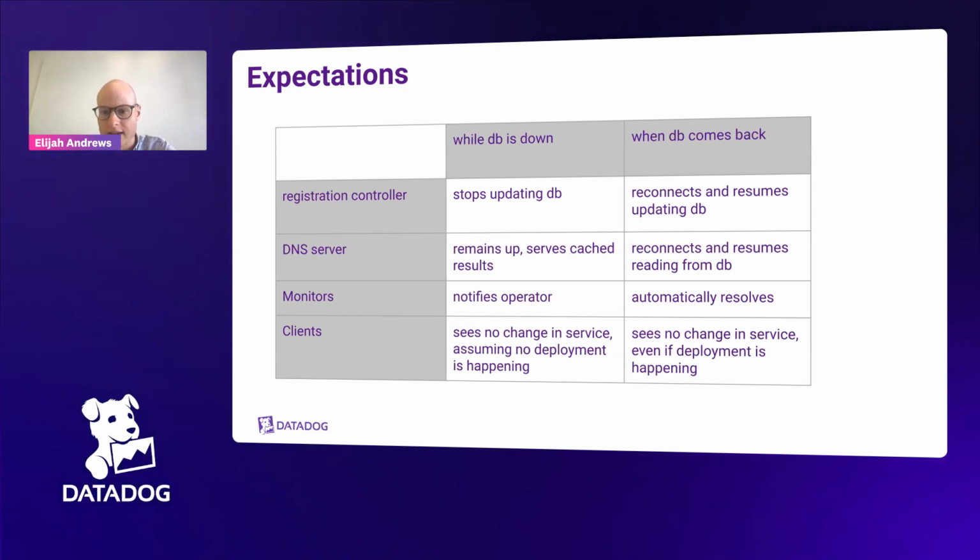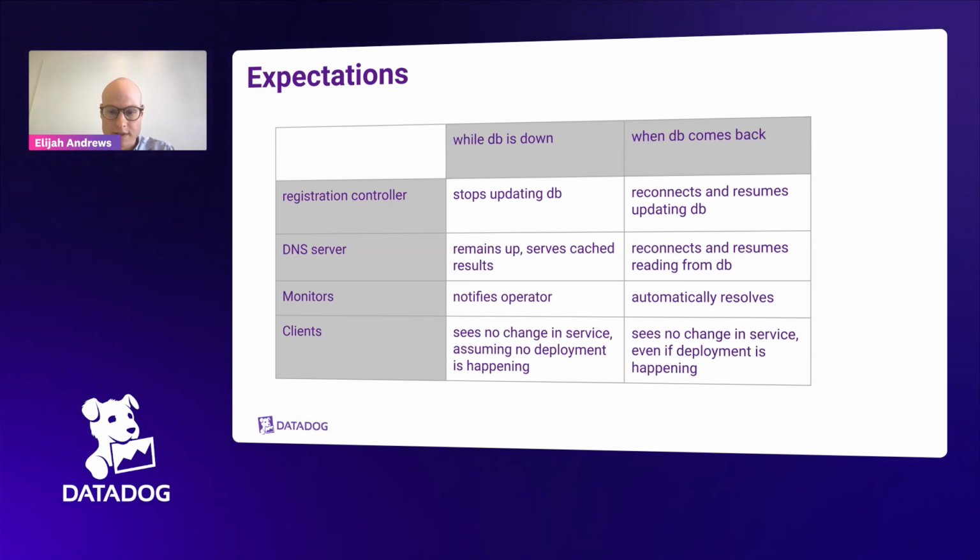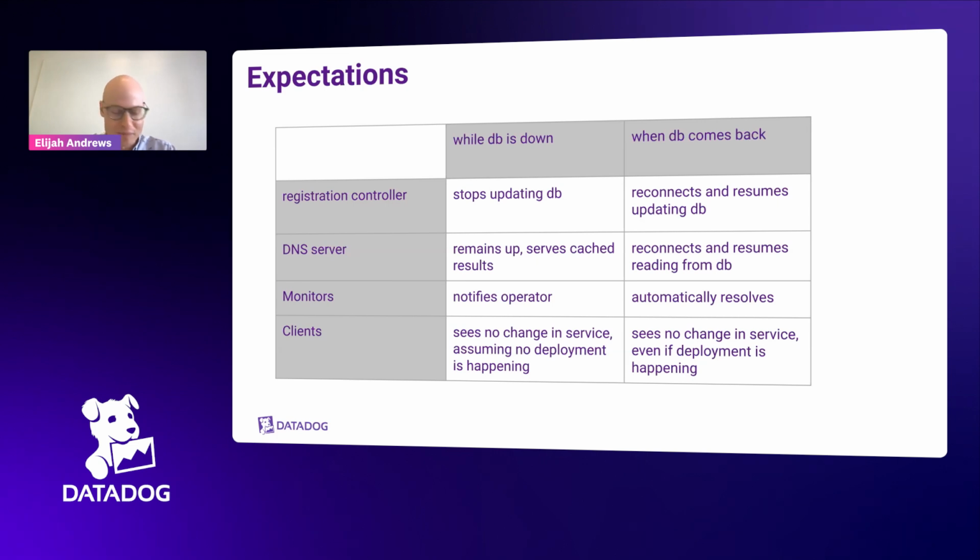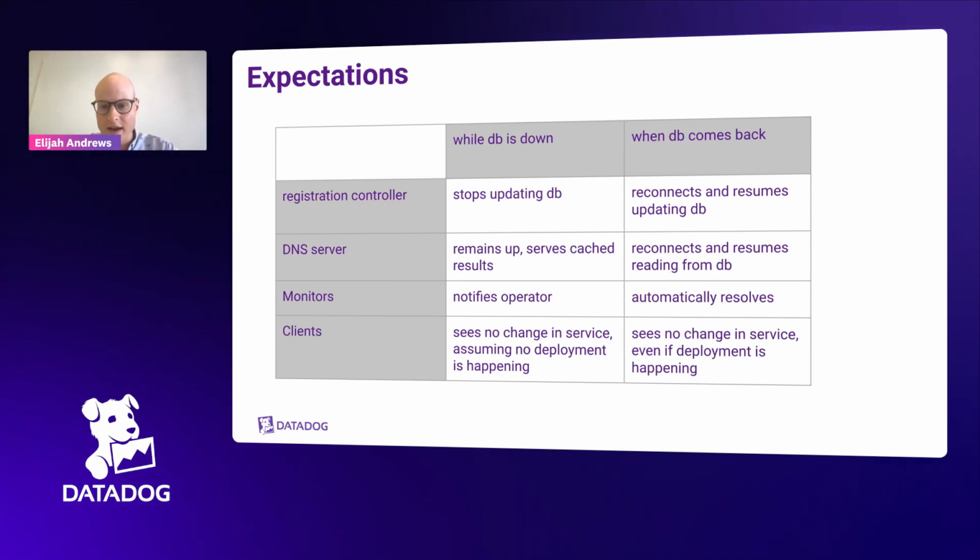So the basic idea is: the database is down, no updates happen in the database, but the DNS server needs to stay up and serve cached results. And we should have monitors that ping people on the team and let them know that things are broken so that they can go fix it. And our client should see no change in service.